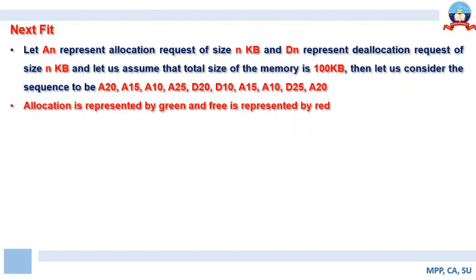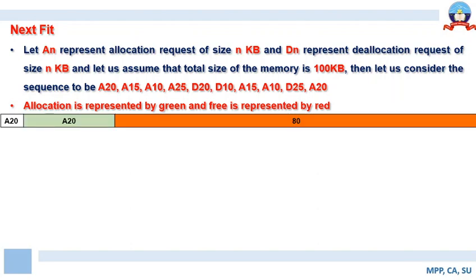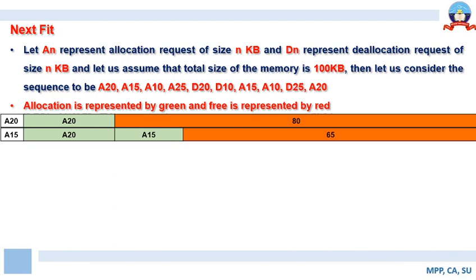So here we have an initial request of 20 kilobytes. So 20 kilobytes of memory is allocated, and we have 80 kilobytes of free address space. After that, there is an allocation request of 15 kilobytes. So 15 kilobytes of memory is allocated to the requesting process, and we have a free memory space of 65 kilobytes.